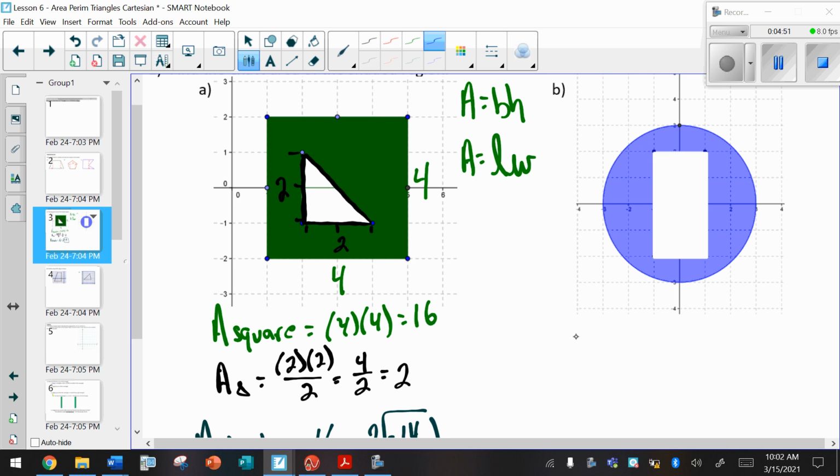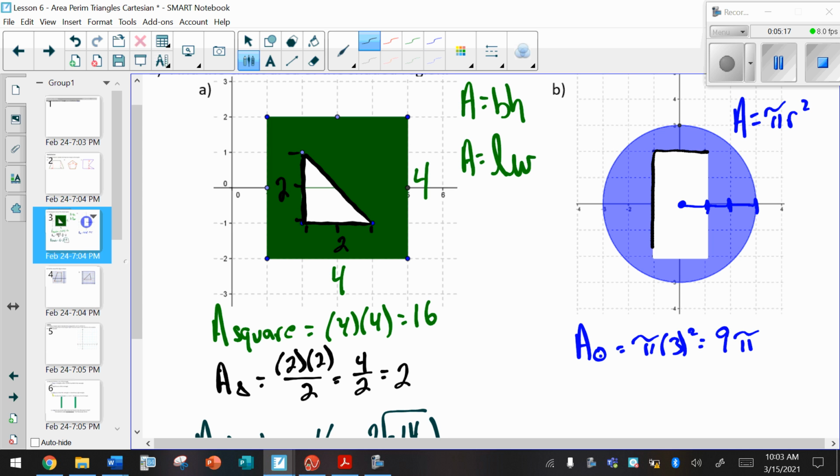We've got the area of a circle. The area of our circle, if you remember correctly, is pi r squared. So our radius, 1, 2, 3, is pi times 3 squared. 3 squared is 9. So for now, I'll just leave it as 9 pi. The area of the hole that's in the middle is a rectangle.